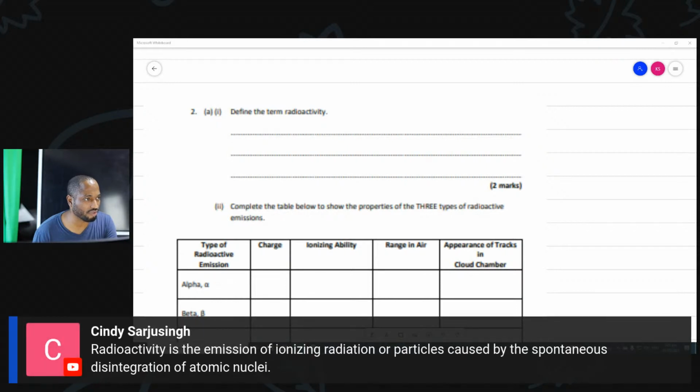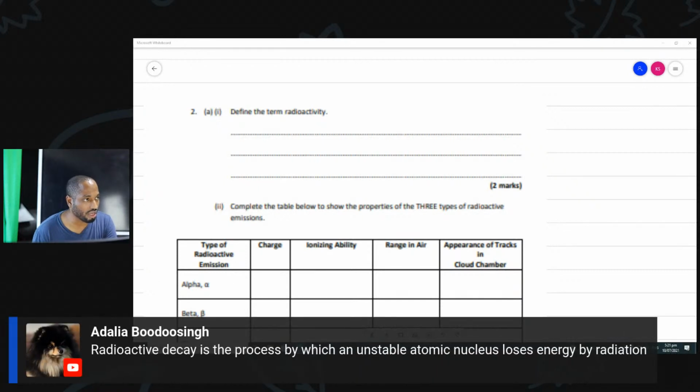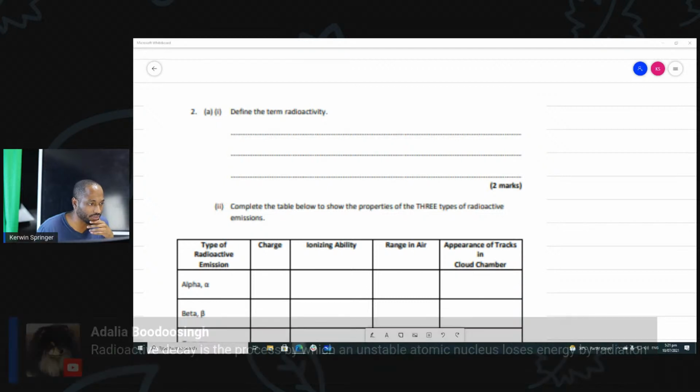Radioactivity is the emission of ionizing radiation or particles caused by the spontaneous disintegration of atomic nuclei. Yeah, spontaneous disintegration of a radioactive sample with the emission of alpha, beta, and gamma rays. Faith, you come back good there. Your first definition had it really, and this stream was kind of bootleg, but this one touching, this one good. Radioactive decay is the process by which an unstable atomic nucleus loses energy by radiation. All of these we taking, but you see it's 2 marks now. Talk about what you know. Just don't talk stupidness so them can take away your marks.